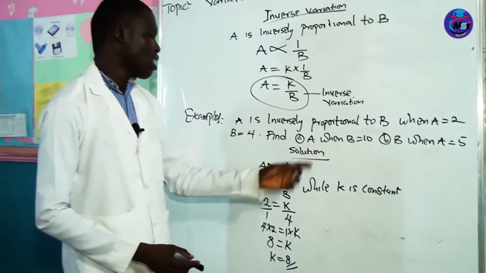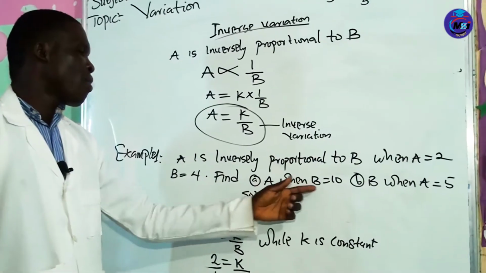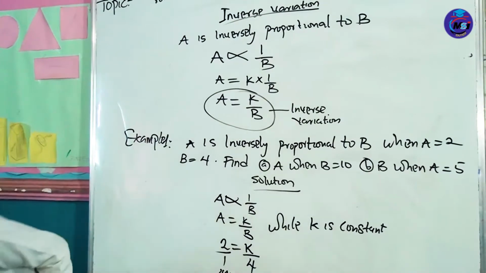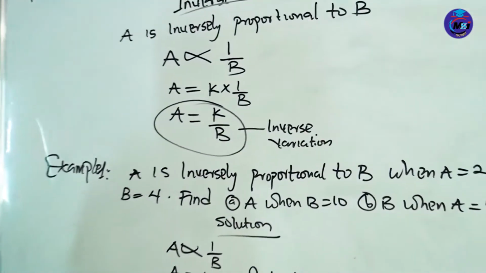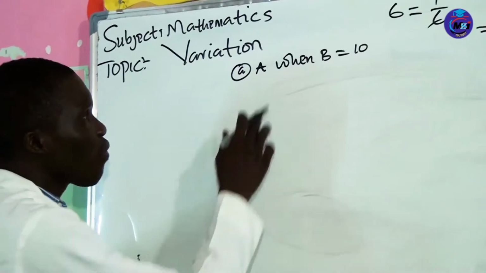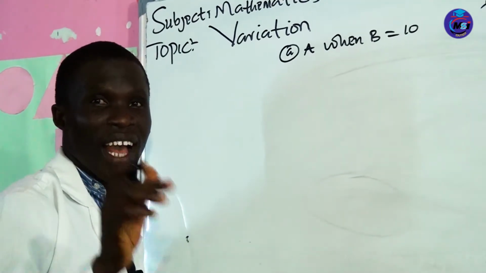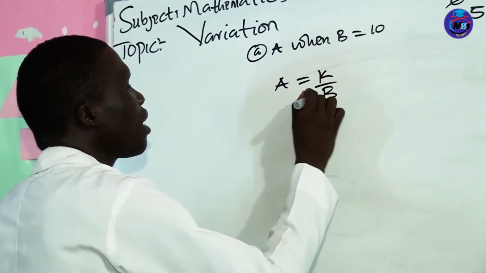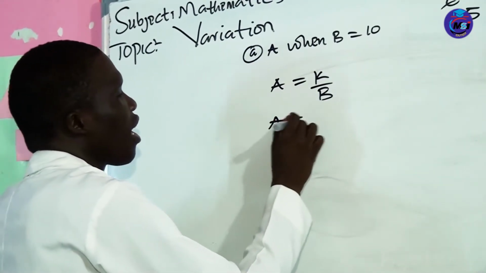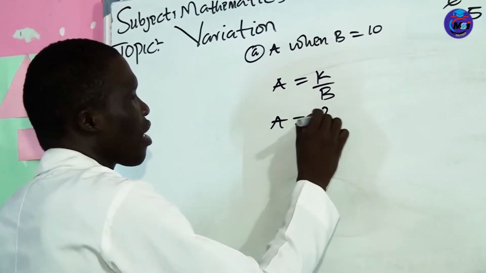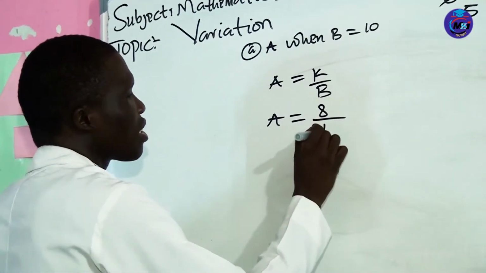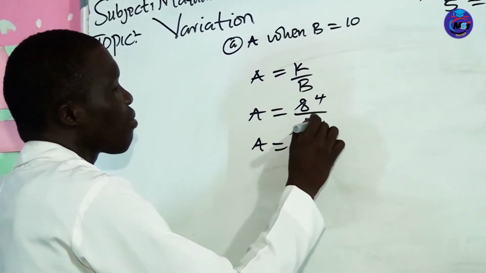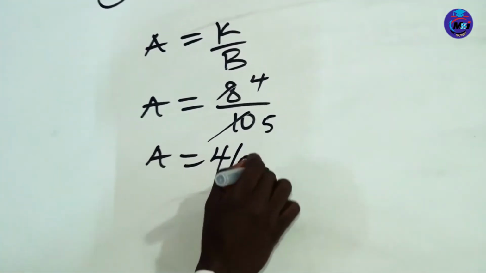Now let's look at number 1. A when B equals 10. Okay, class, we want to find A when B equals 10. And remember our formula, A equals K all over B. Our K is 8, you can remember, and our B is 10. So A will give us 2 here, 4, 2 here, 5. It gives us 4 all over 5.